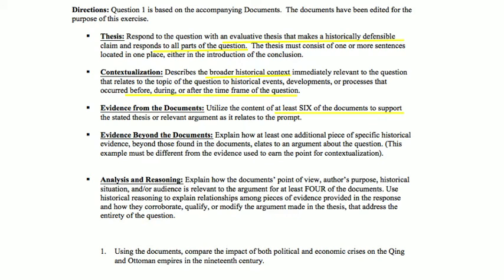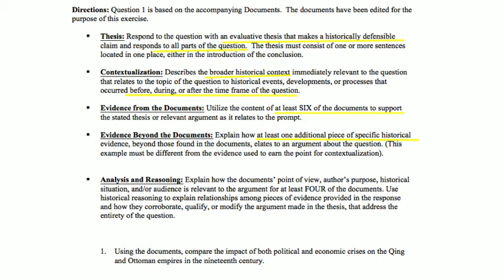Then you want to utilize the content of at least 6 of the documents to support the thesis. You want to use at least one additional piece of specific historical evidence beyond that found in the document. So you have to talk about other historical pieces of evidence that you got from your learning, from your reading of the chapter, from the lectures, from any videos you've seen, right? You don't have to cite where you got it from. You have to show that you know more information about the topic.